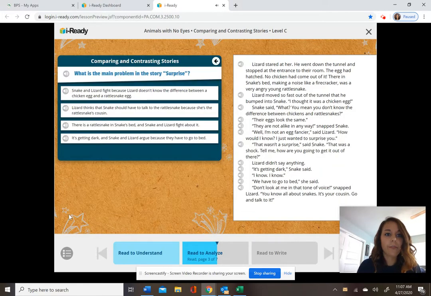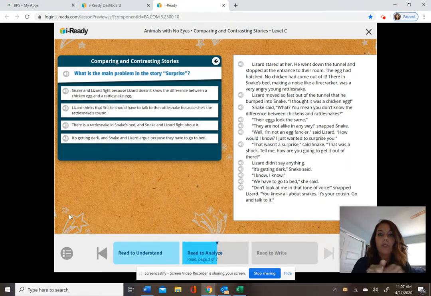And there's another question. What is the main problem in the story Surprise? So the surprise is like this first little story text that you're reading. They're asking like, what's the biggest obstacle? What's the biggest challenge? Let's go over each answer. So problem number 1, Snake and Lizard are fighting because Lizard doesn't know the difference. They are fighting because he doesn't know the difference, but is that the biggest problem of the whole thing? That he doesn't know the difference between the eggs? Is that the problem here?